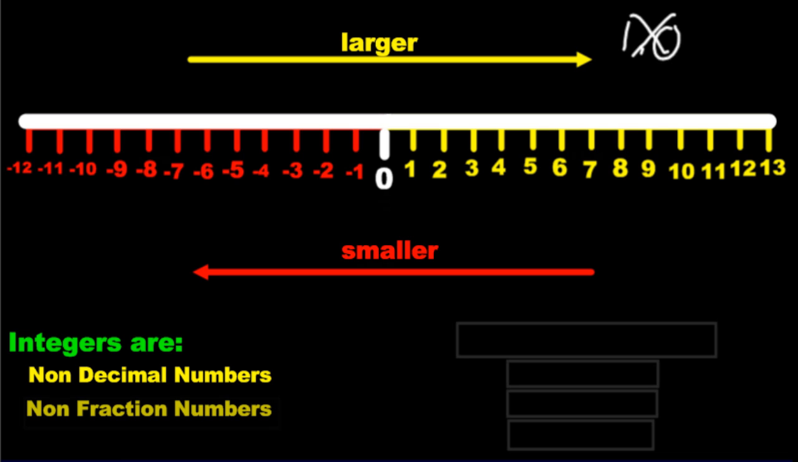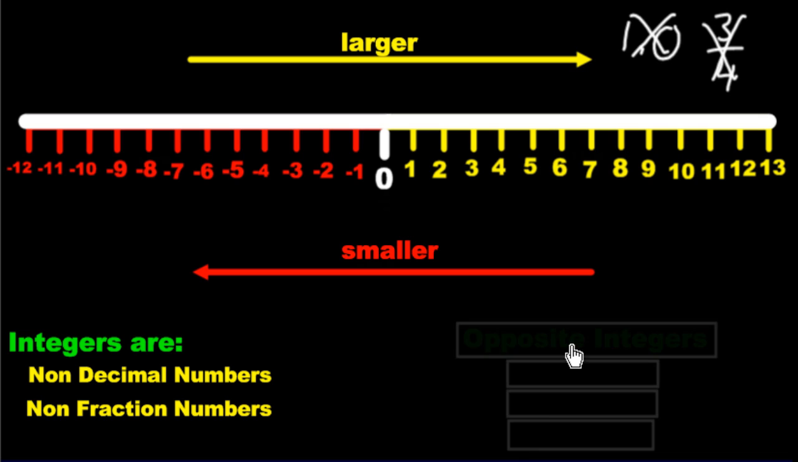Also, integers are non-fraction numbers. If I write a fraction like 3/4, we don't see any decimal in this number, but it doesn't matter. It's not an integer because integers can't be fractions. So the exact definition of an integer is a non-decimal, non-fraction number. That's what it is. Now we're dealing with integers. They can be positive, they can be negative, they just can't be decimals and they can't be fractions.